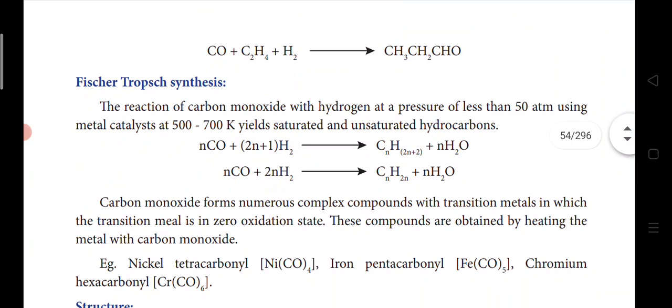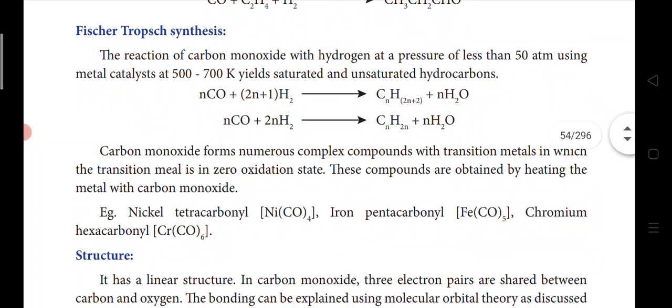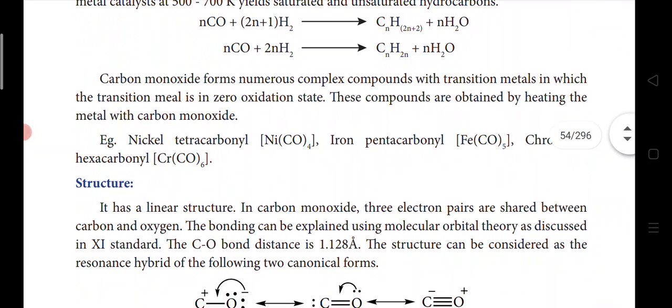So Fischer-Tropsch synthesis, again a book back question. Fischer-Tropsch synthesis is used to make saturated and unsaturated hydrocarbons. The reaction of carbon monoxide with hydrogen at a pressure of less than 500 atmospheres using a metal catalyst at 500 to 700 Kelvin yields saturated and unsaturated hydrocarbons. So CnH2n+2 will be an alkane, CnH2n will be an alkene. So Fischer-Tropsch synthesis is very useful to make unsaturated and saturated hydrocarbons.